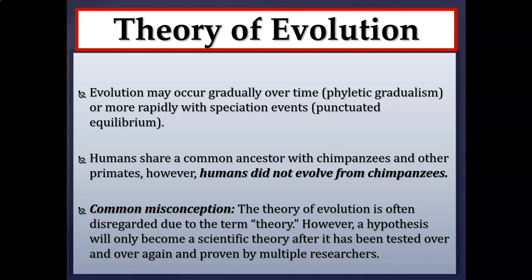Another common misconception, the theory of evolution is often disregarded simply due to the term theory. But as those of you in my lab are learning, in order to become a scientific theory, it means that it started out as a hypothesis and was repeatedly tested utilizing the scientific method and proven to be, or at least supported by this scientific method and evidence. So there is quite a bit of evidence for evolution that we will go through throughout the semester. There's fossil evidence, paleontological evidence, geological evidence, and of course we can even use math to prove evolution. So we'll learn more about that in chapter 4. So a hypothesis will only become a scientific theory after it has been tested repeatedly and proven to be supported by multiple researchers, in multiple settings.